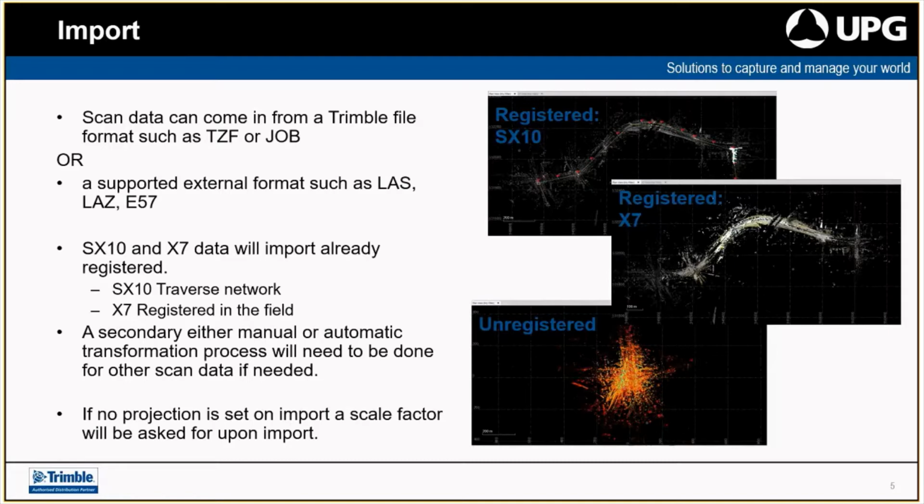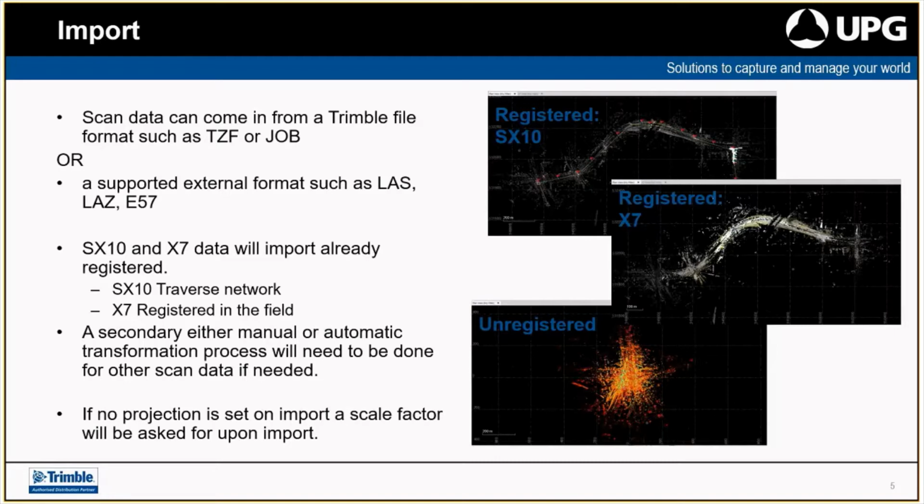So for registered scans with the X7 or the SX10, that data will come straight in from the field already registered. By that, you can see here on the screenshots on the right, they're already tied together. So for an SX10, you have a traverse line that runs through it from all the total station setups, so it has that relationship, whereas the X7 does cloud registration in the field, and so that step is already done once it comes into TBC.